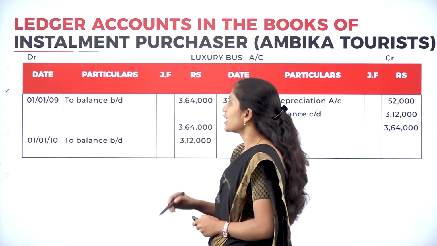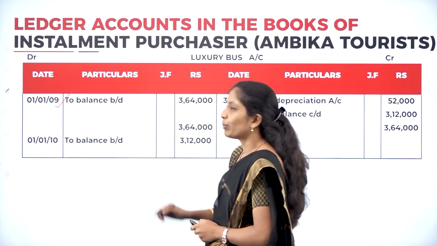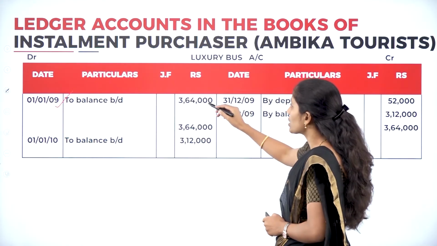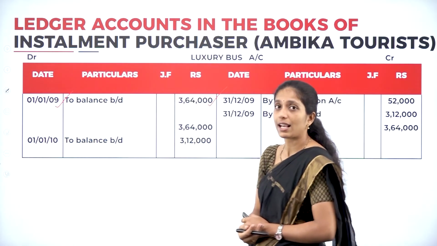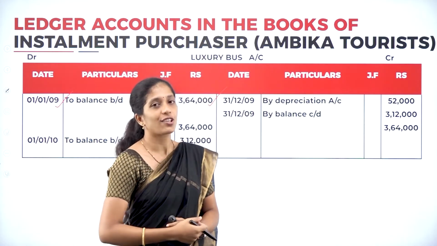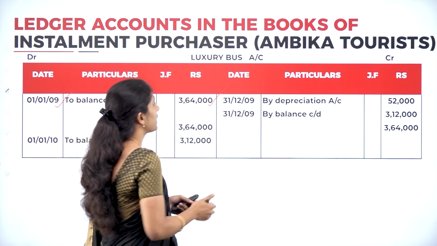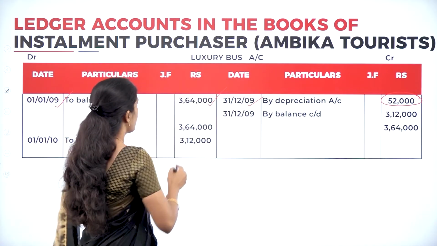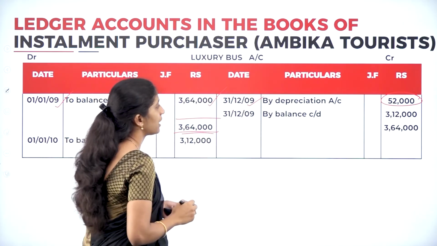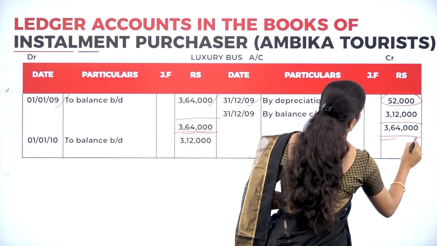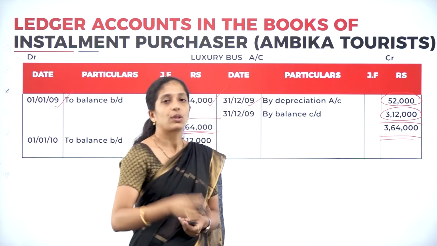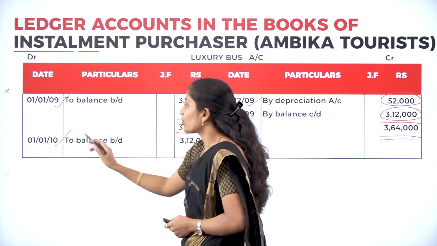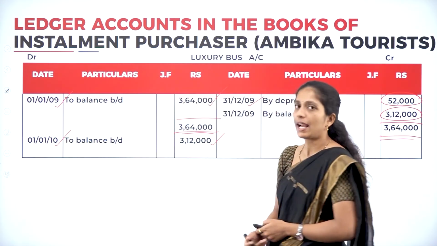Now go to the next year, the last year. So 1/1/09, to balance brought down, whatever amount you have carried down in the previous year, that is 3,64,000. Bring down that balance of 3,64,000. Now the fourth year depreciation is also 52,000. So write by depreciation account, 52,000. Now balance both sides. The debit side is 3,64,000, whereas the credit side will get a balancing figure of 3,12,000. That balancing figure has to be brought down to the next year, that is 1/1/2010, to balance brought down 3,12,000.